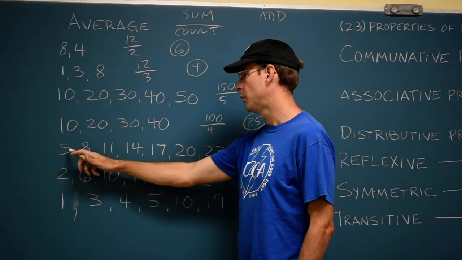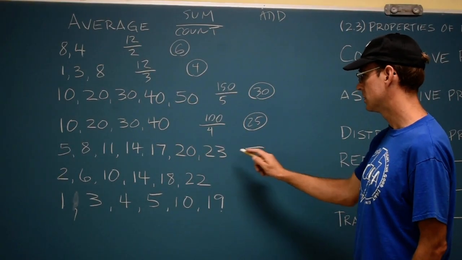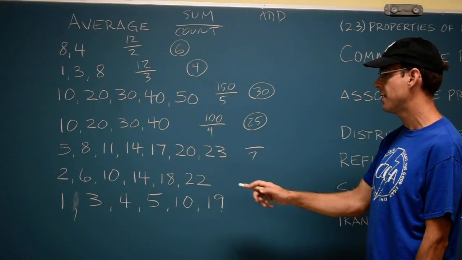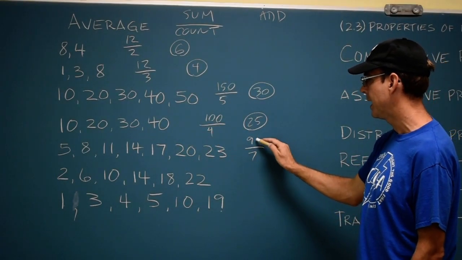For this, if we add, let's see, 1, 2, 3, 4, 5, 6, 7, there's 7 numbers there. And if we go ahead, add it all up, we're going to get a 98.